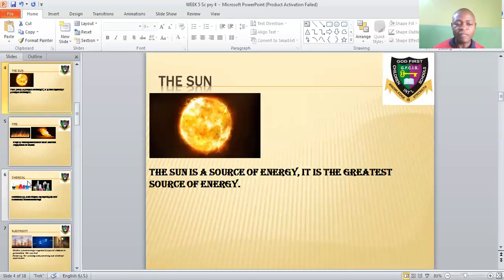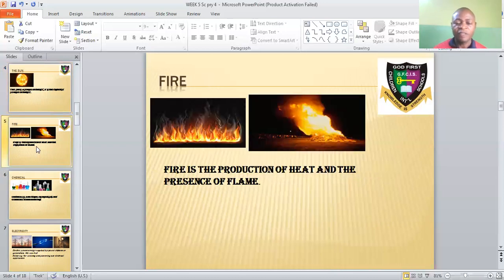The second one that I want you to understand is fire. You can see the picture. Fire is the production of heat and the presence of flame. You can see the flame coming from the fire. It burns. So the production of heat and presence of flame is known as fire. We can also get heat from fire. Fire burns a lot.